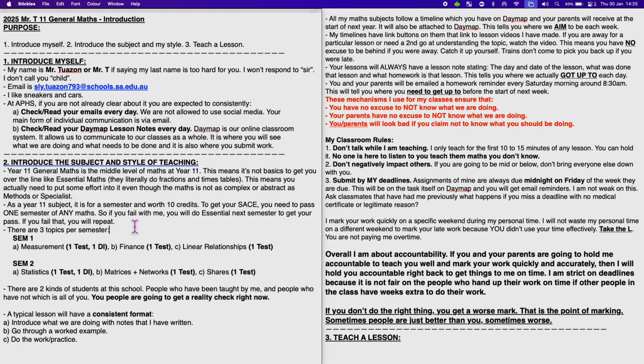Semester 1, what I've got you for is measurement. You have 1 test and 1 assignment. You've got finance. I'll teach you how to be loaded like me and count all your money. And then linear relationships, 1 test. I don't know who's going to take you for semester 2. Sometimes there's not enough people to have 2 classes.